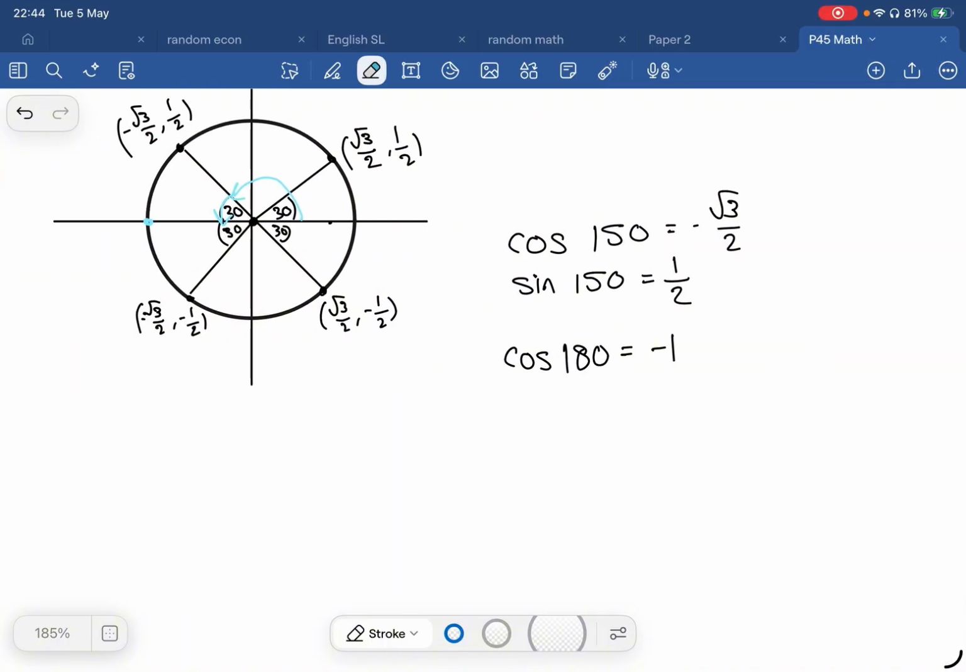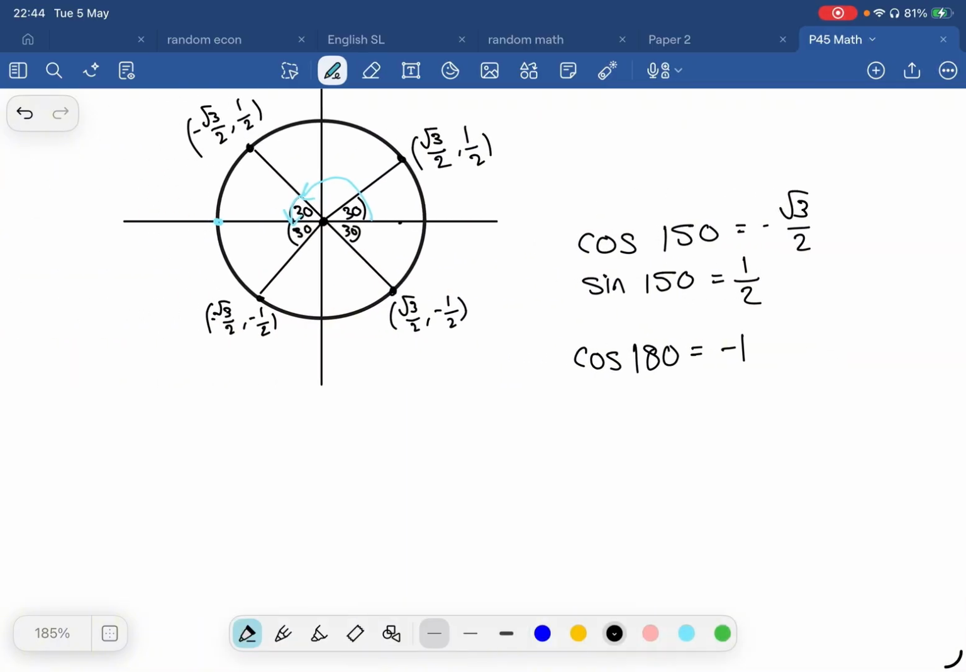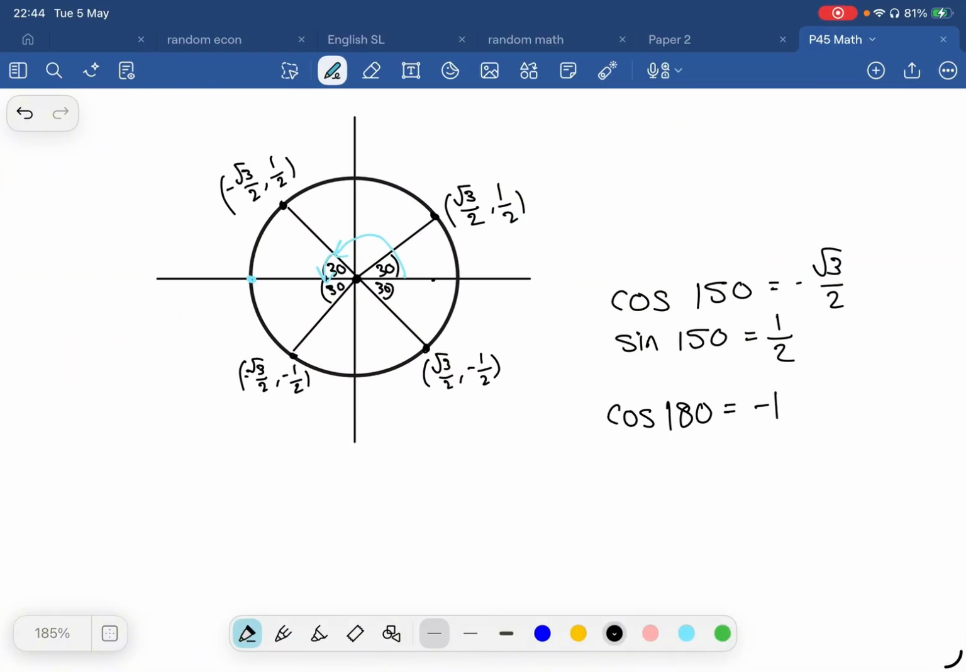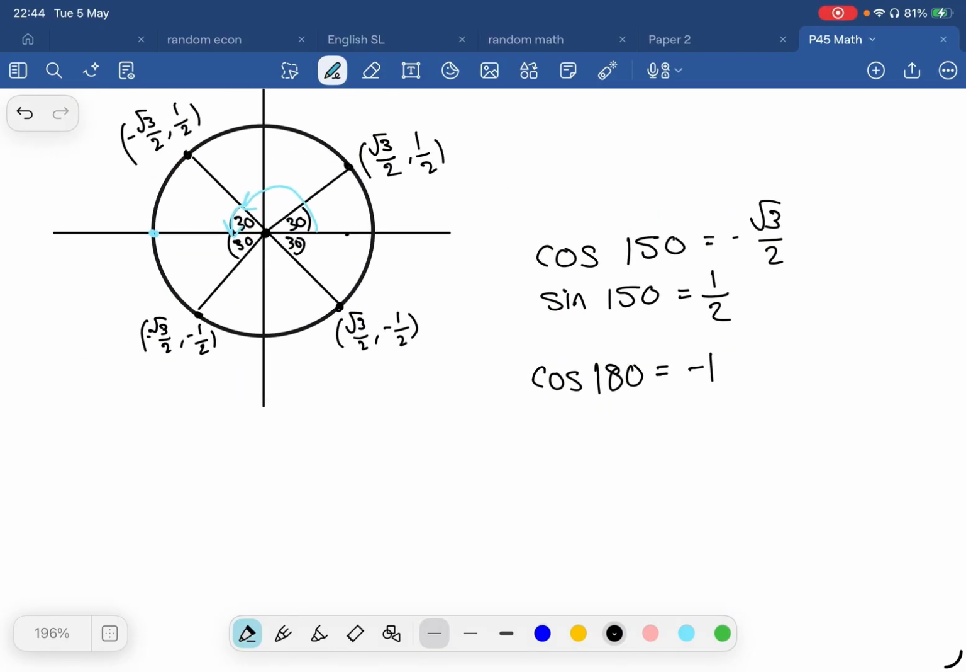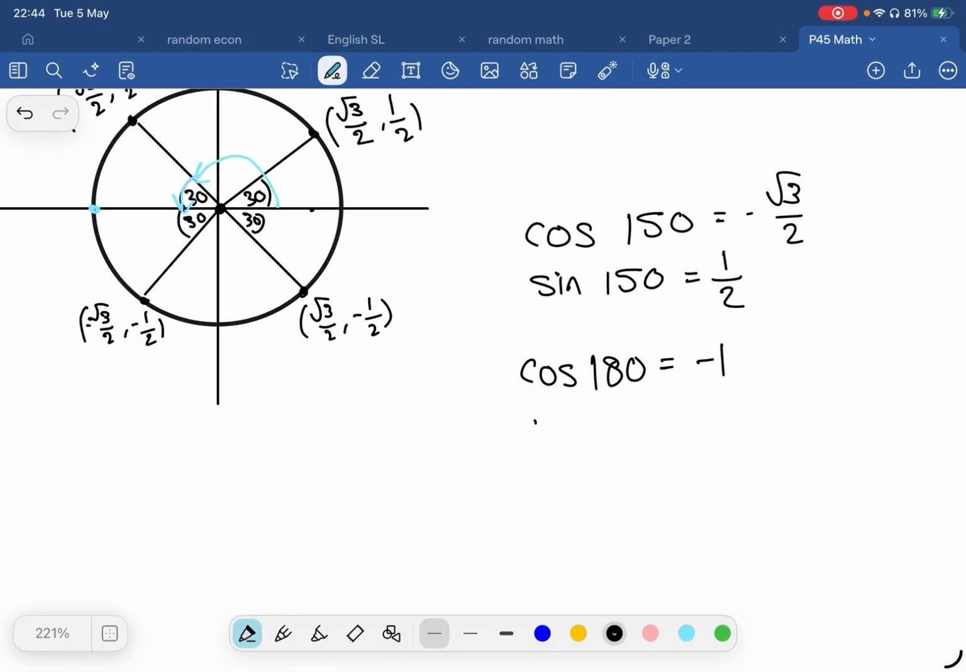For 180, yeah, you could definitely use the graph, but if I ask you something like sine of 150 or cos of 150, you should definitely use the unit circle. Okay, so if I asked you cos of 210.